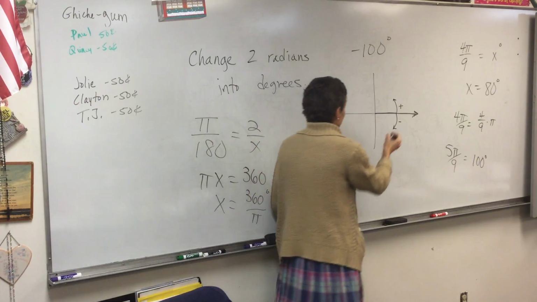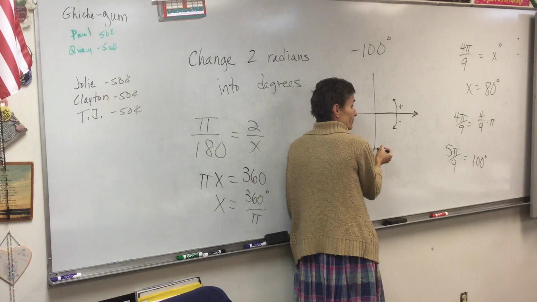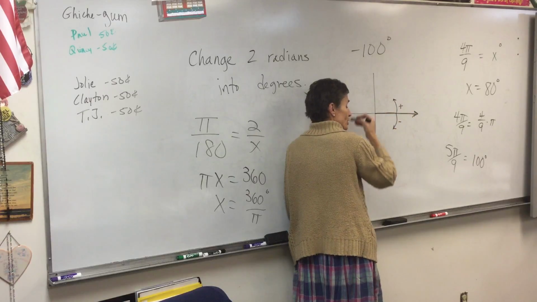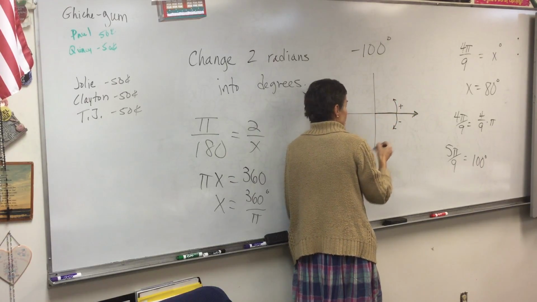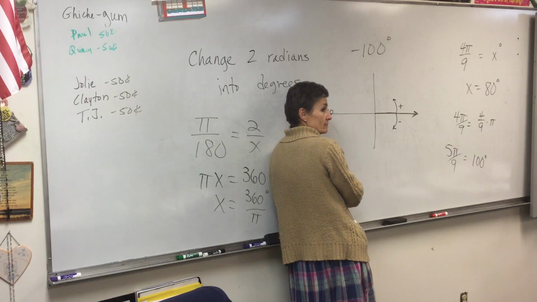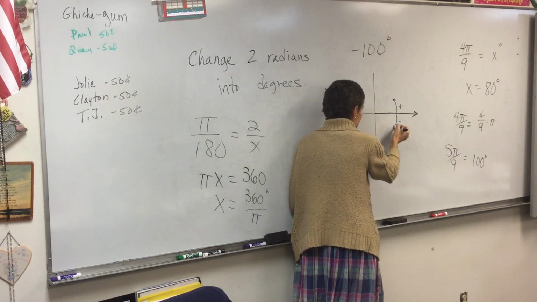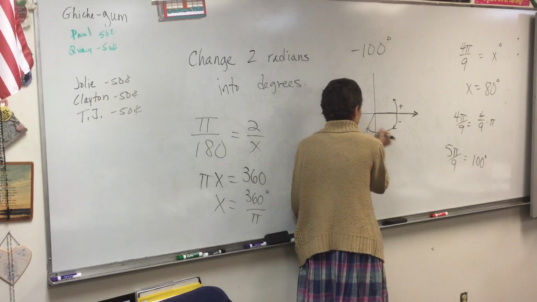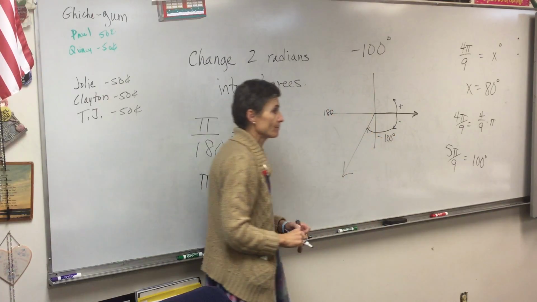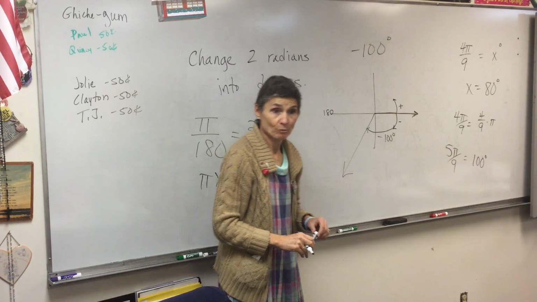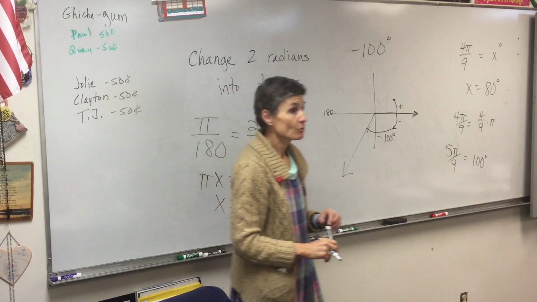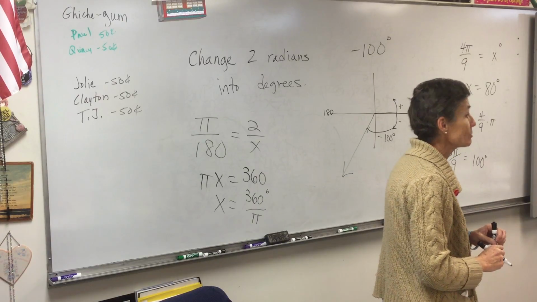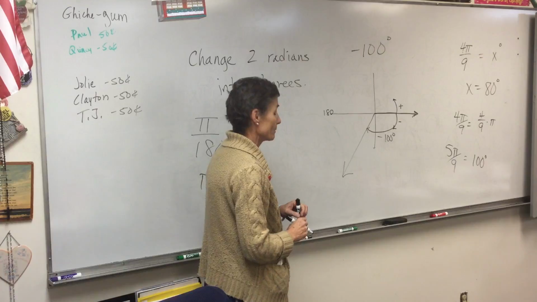Now, how far do you think it is to here? 180? Oh, that's not 180, that's 90. Kids, all the way around is how much? 360. So 180 would be over here, right? So this is negative 90. So I actually got to go a little bit past that. There would be a picture of negative 100 degrees. It is in the third quadrant. And in the third quadrant, x and y are both negative, which means your sine and cosine are going to end up negative in the third quadrant.